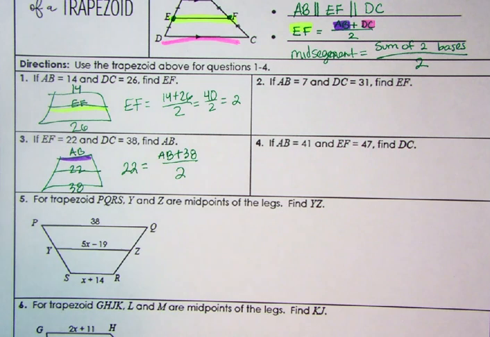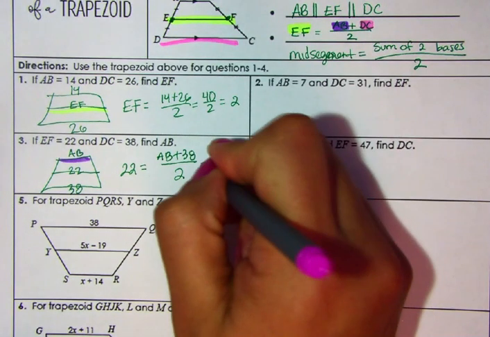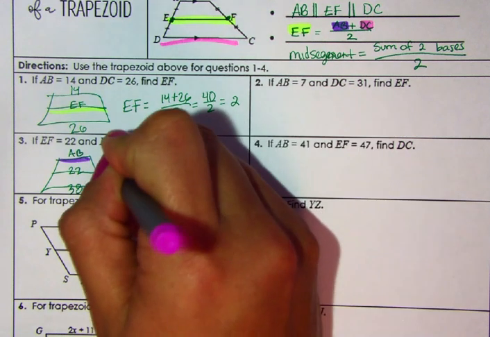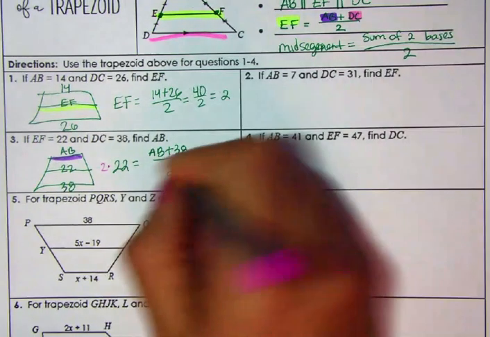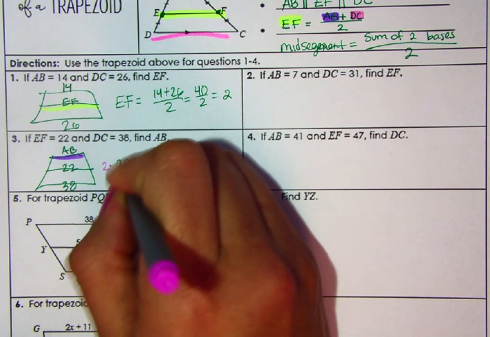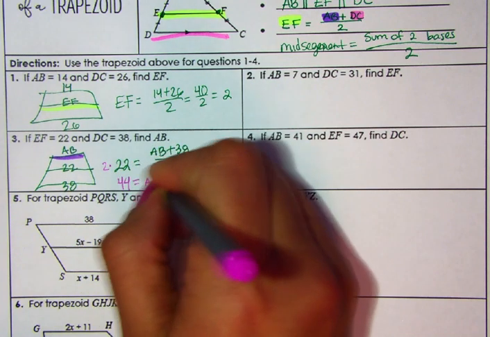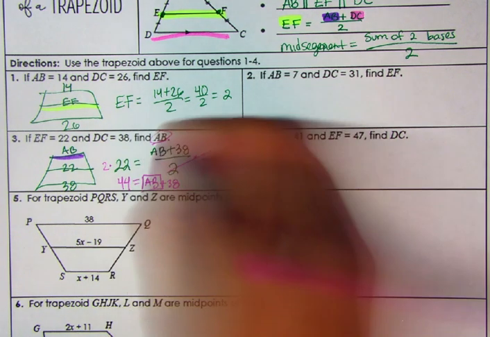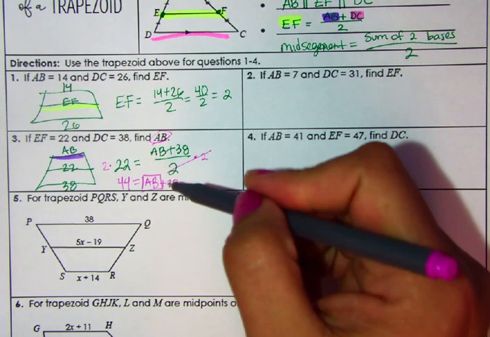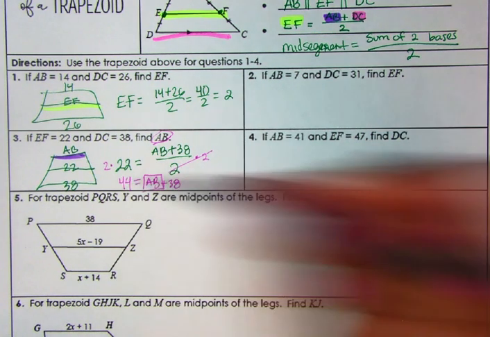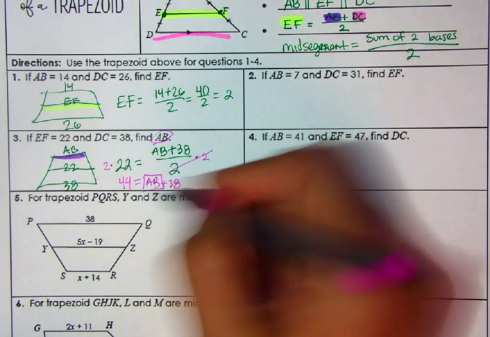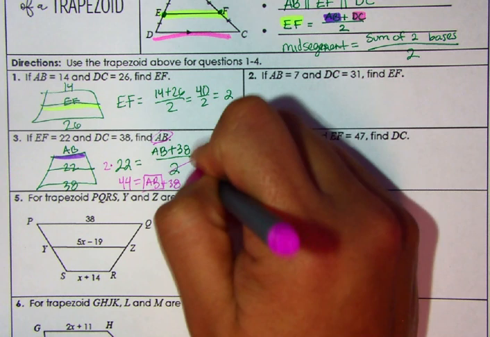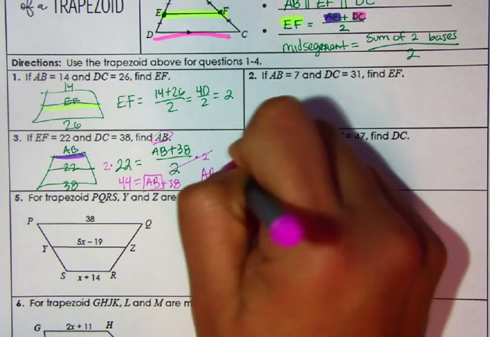So with this, we need to reverse the process. Instead of dividing by 2, we're going to multiply times 2. And then that will cancel, and we're going to be left with 44 equals AB plus 38. So AB is what they want you to find. And that's just you asking yourself, what number plus 38 equals 44? Or 44 minus 38 equals what? So AB will equal 6.